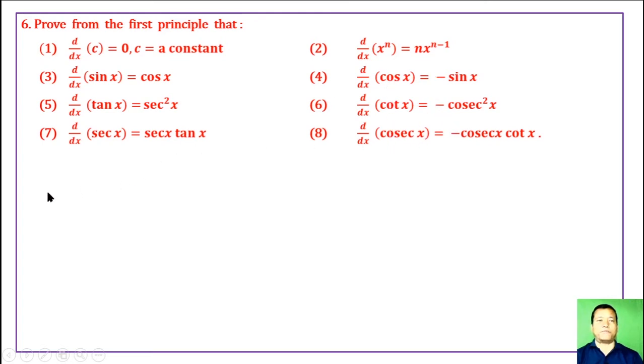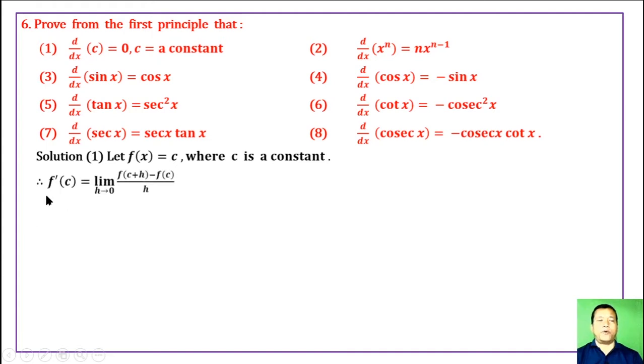Let us begin with the first. Solution 1. Let f of x equal to c, where c is a constant. Therefore, f dash of c, using the appropriate formula, we get limit of f of c plus h minus f of c by h, as h tends to 0. F of c plus h for a constant function is c. F of c is exactly equal to c.